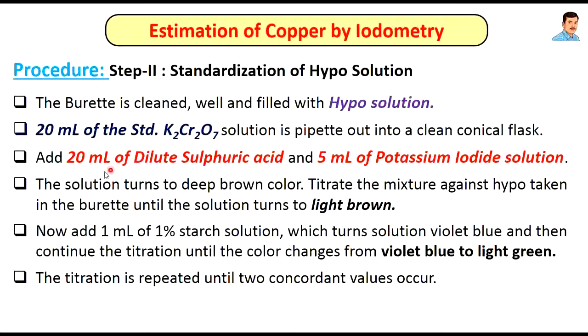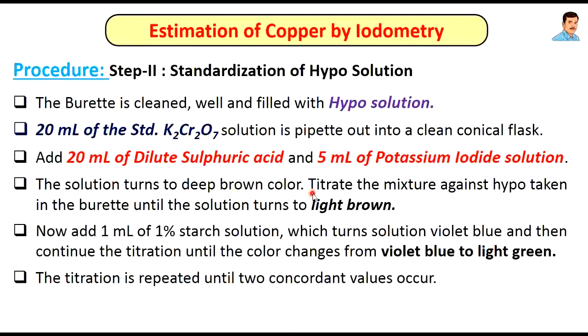Then 20 ml of dilute sulfuric acid is added to the potassium dichromate solution with the help of measuring jar only. Care is taken while measuring sulfuric acid with measuring jar. Then we add 5 ml of potassium iodide solution using a measuring jar. Now the solution in the conical flask containing potassium dichromate, sulfuric acid and potassium iodide turns into deep brown color. This deep brown color indicates the liberation of iodine.